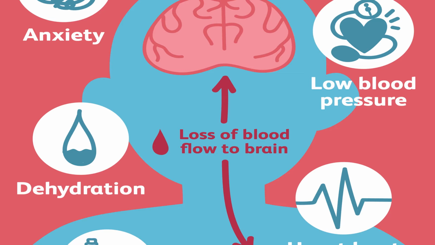Now, what causes this loss of blood flow to the brain? It may be due to low blood pressure, anxiety, and dehydration. A lot of times, some old people are actually very susceptible to fainting due to their lower blood pressure.